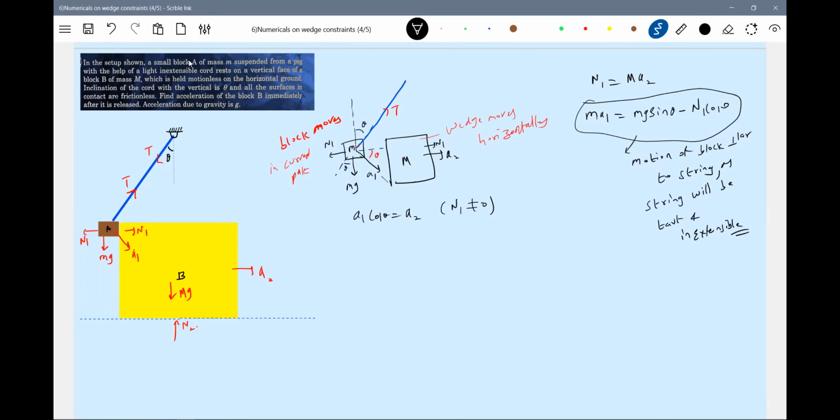Finish all. I think there are 3 equations and 3 unknowns. Solve it. Theta is given to us. I think we can solve for A1, A2, and N1. 3 equations, 3 unknowns. Solving this will get the required answer. I'll write down the answer. It's a mere simple calculation. The acceleration of the wedge is being asked, no? So it is m, small m, sine of 2 theta.